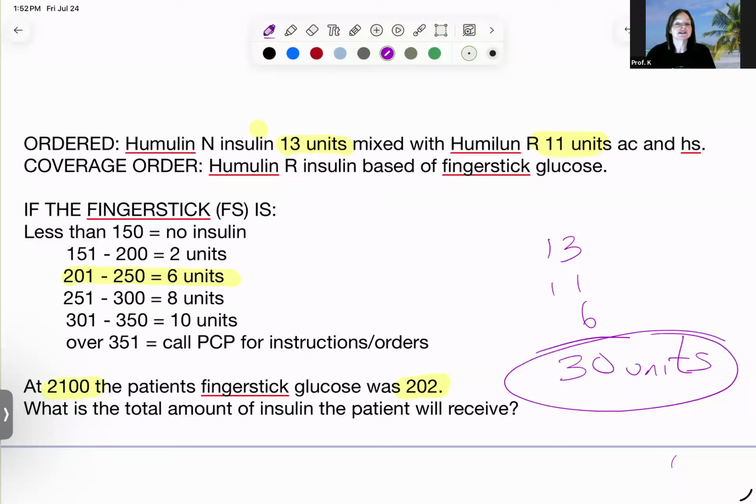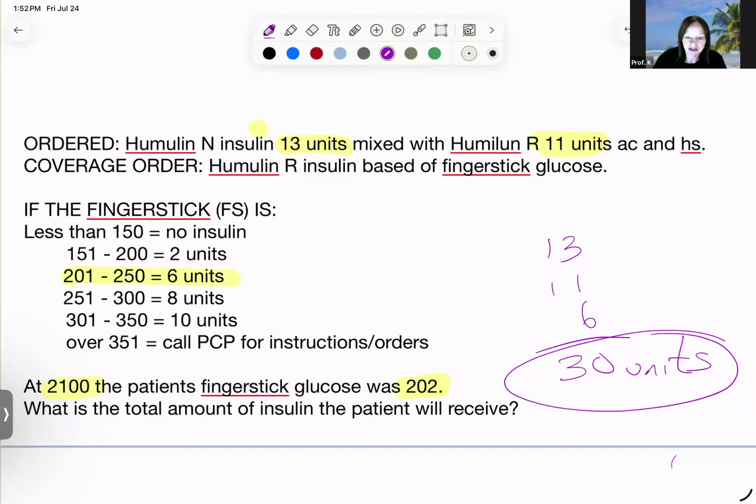So you basically just have to be aware of how to identify the standing order and the coverage order. And for fundamentals and calculations, I'm not going to trick you and say it's really breakfast, but it's not breakfast. When you're practicing as a nurse, you need to know when AC and HS is. Because if the doctor orders insulin and you give it and it's 3 o'clock in the afternoon, it has nothing to do with a meal or bedtime, you've made the error, not the doctor. You know what I mean?